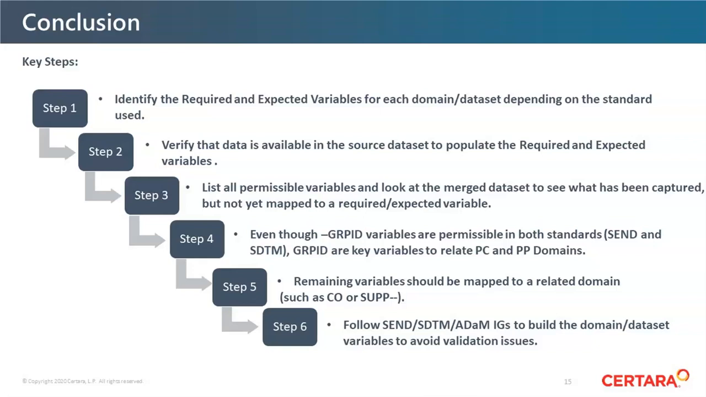Step 5 is the remaining variables should be mapped to related domains, such as CO or supplemental PC. The BLQ substitution would be a good candidate to go to supplemental PC. And step 6, and that's the very important one, is to follow the SEND, SDTM, ADaM implementation guides to build the domains or datasets to avoid any validation issues.